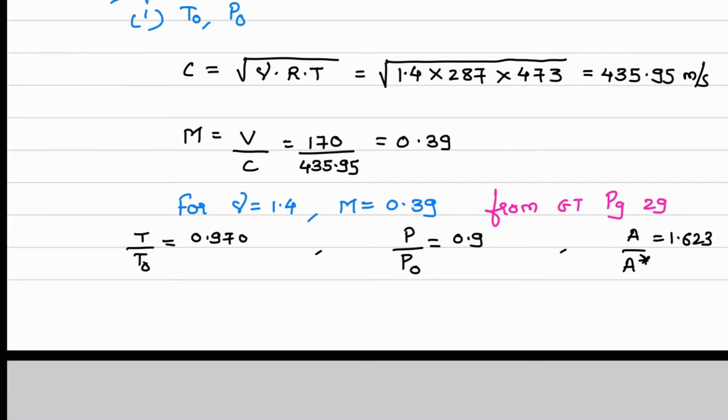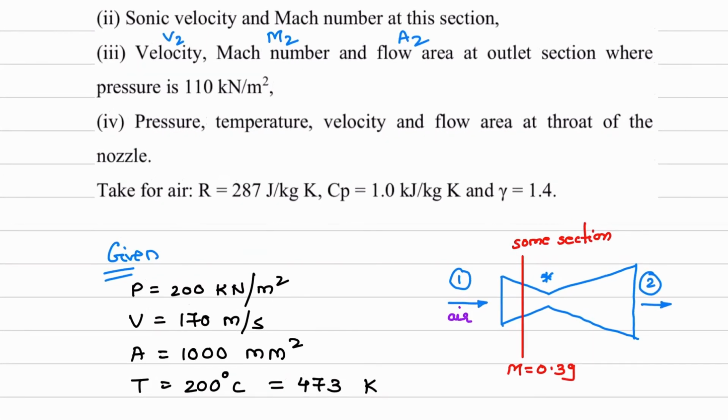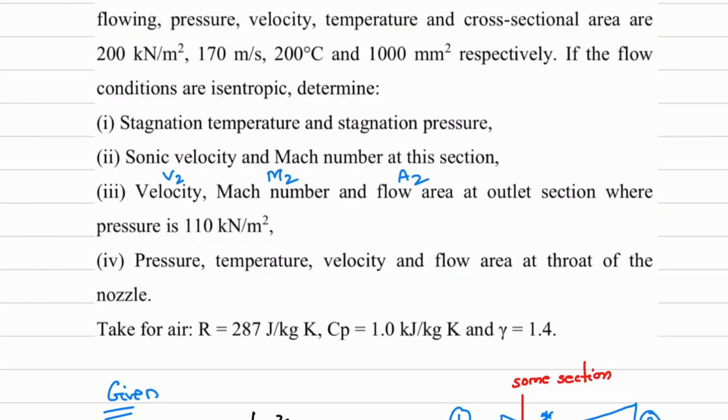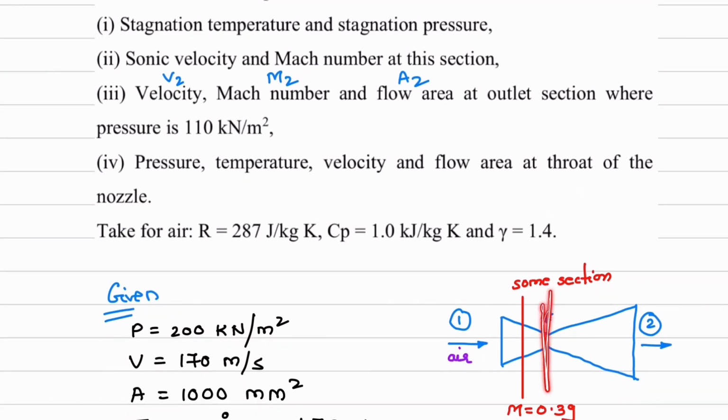Okay, now what is the next question? Sub question number 4. What is sub question number 4? We have to find pressure, temperature, velocity and flow area at throat. Now, since it is already given in the question that this is a convergent divergent nozzle, definitely at throat Mach number will be equal to 1.